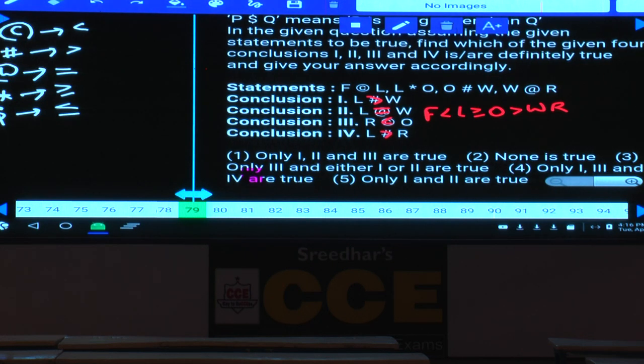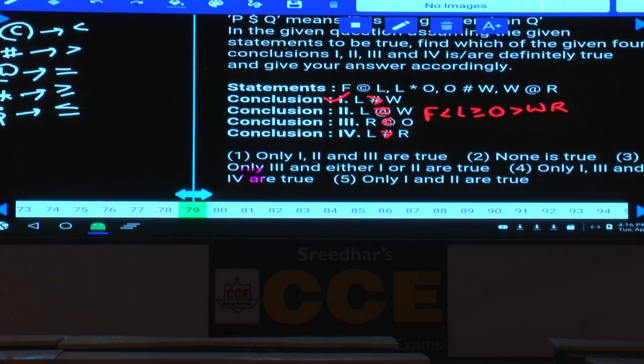Then first one, L greater than W. Between L and W, the symbol which is common is greater than. L greater than W, definitely true. L equals to W, that is false because L greater than W is true. R and O: O greater than R is true, which implies that R lesser than O is also true. And L greater than R, between L and R only greater than is true. Hence, what is your answer?